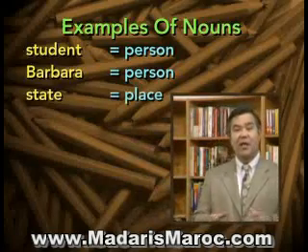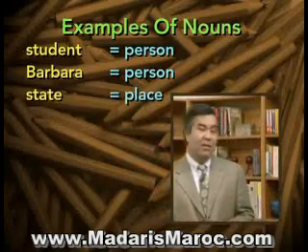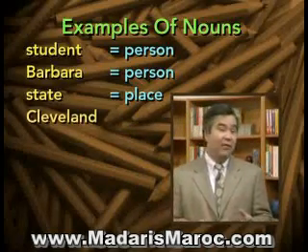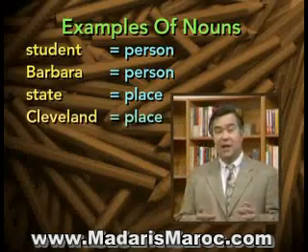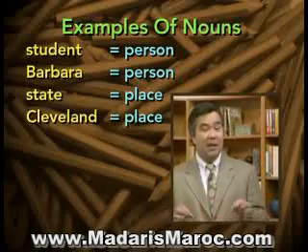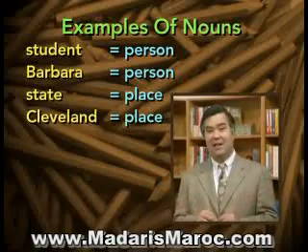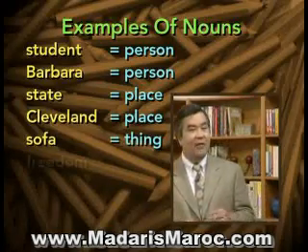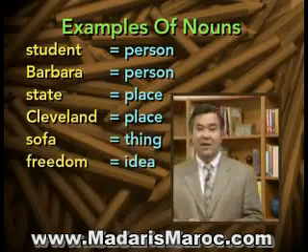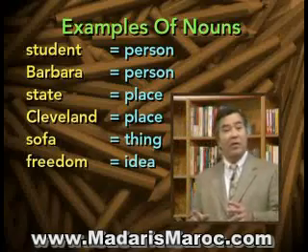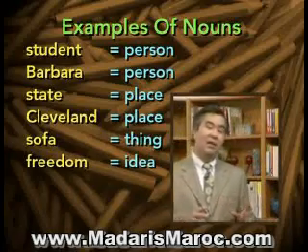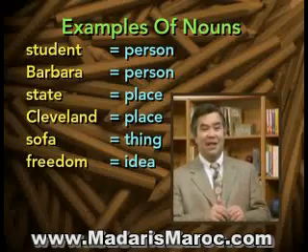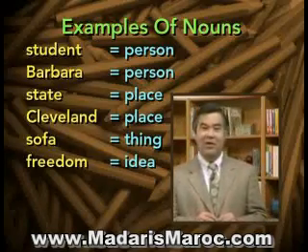A state would be one of the 50 states that goes to make up the United States, and it's a place where you might live. Cleveland also names a place. Again, a very specific place, a particular city within the United States. Sofa names a thing, and freedom names an idea. Sofa and freedom are both nouns, but notice that one of them names something that you can lay your hands on, something that you can see, something that you can perceive with your senses.